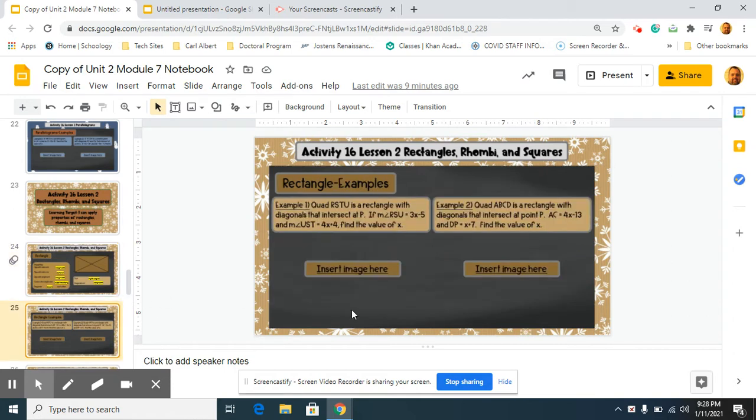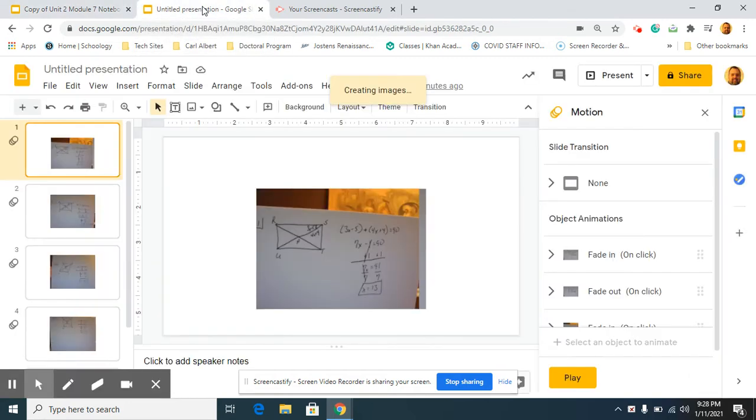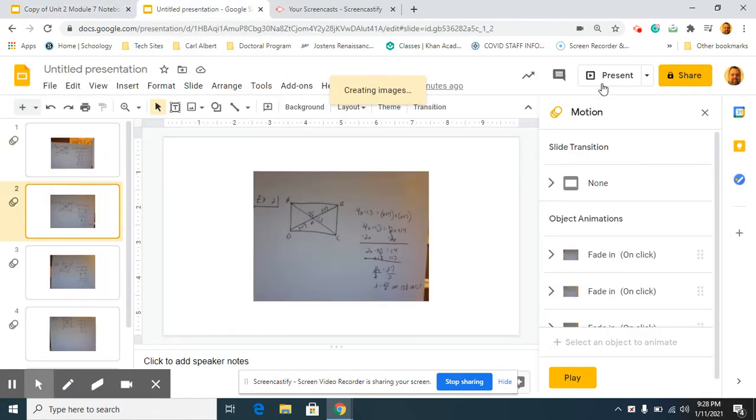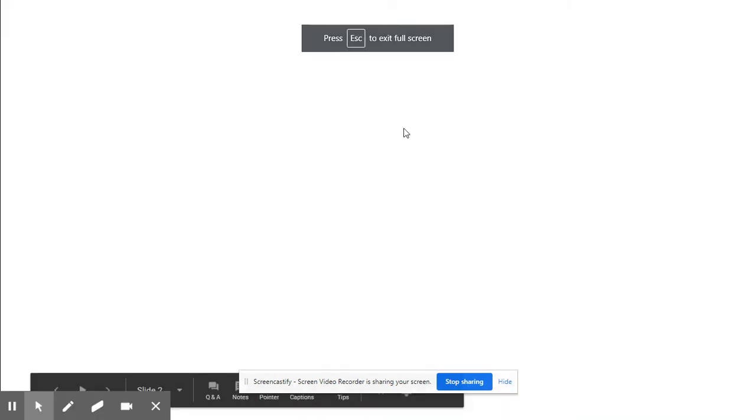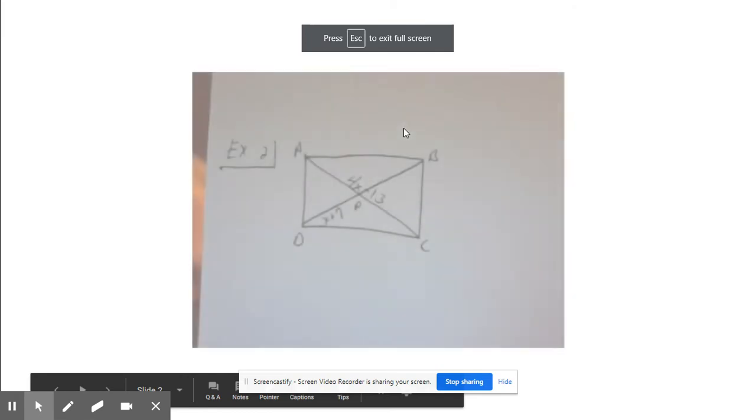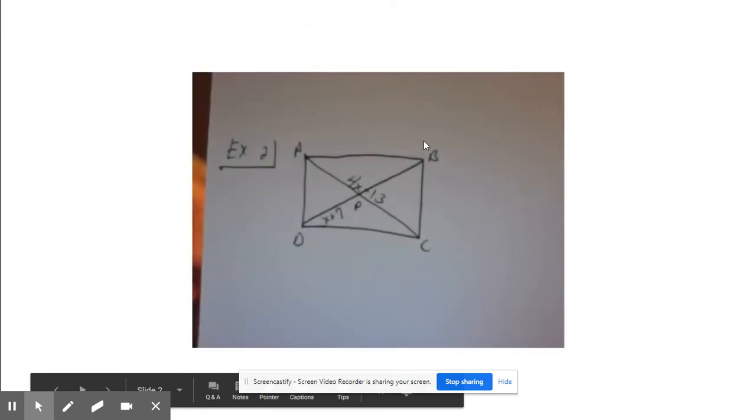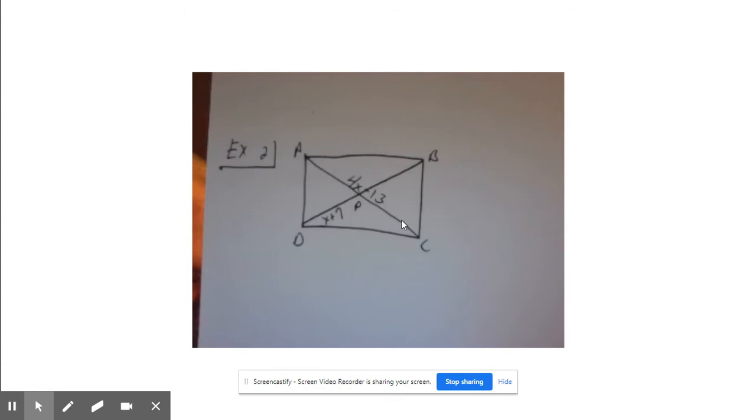All right, let's look at example 2. Quad ABCD is a rectangle with diagonals that intersect at point P. AC equals 4x minus 13 and DP equals x minus 7. Find the value of x. So we're going to first draw the rectangle. Just draw a regular rectangle, ABCD, and then you have diagonals that intersect at P.